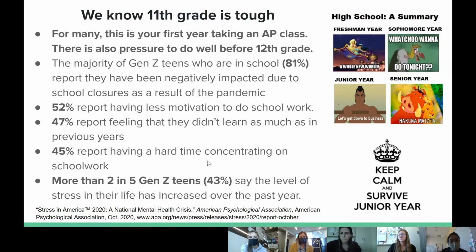And we did want to start by acknowledging the fact that we know 11th grade is really tough, right? For many of you, this is your first year taking AP classes. There's also a lot of pressure since you are so close to being a senior. And so not only is it academically tough, but it could also be pretty emotionally tough. Then add the fact that we're in a global pandemic. Like, y'all, we understand this and we empathize with you. And not just from talking to y'all one-on-one, but the data is there. So I wanted to cite a couple statistics real quick. Because we know, right? We all know that this is a tough time. So right now, the majority of Gen Zers who are in school, 81% of them report being negatively impacted, right?